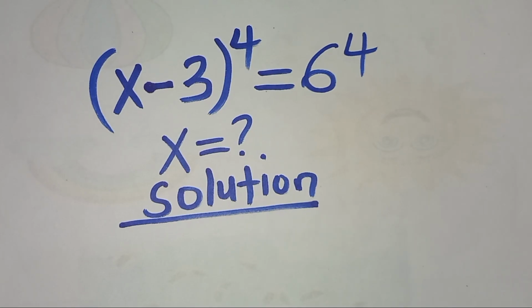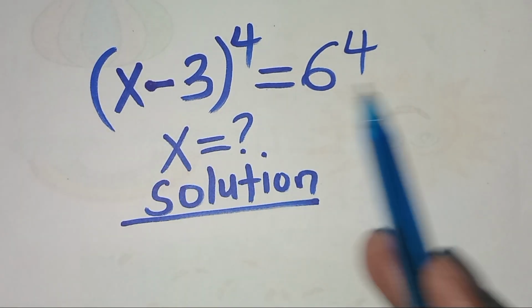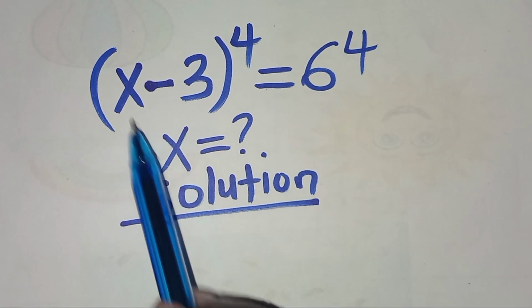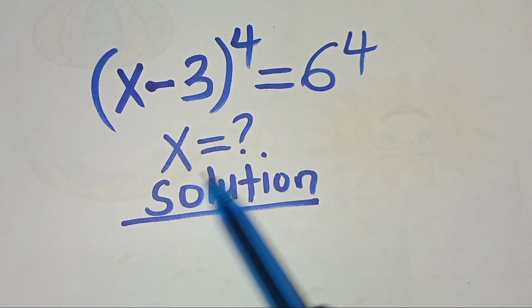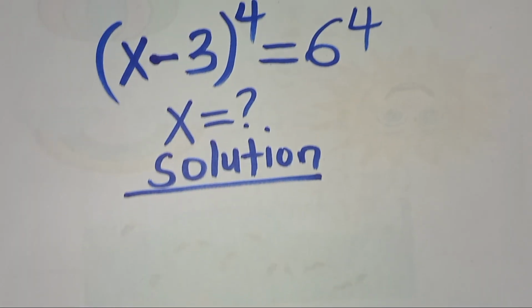Hello everyone, you are welcome to another solution, given this nice algebra problem, which is (x - 3)^4 = 6^4. So what are the values of x?